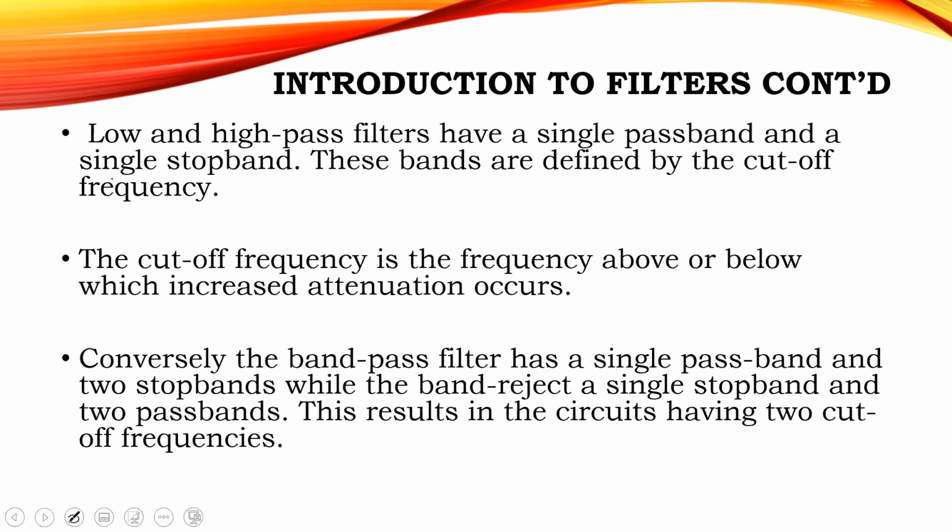And the same is true for your band reject filters. It has two cutoff frequencies. There are frequencies below the lower cutoff frequency that you're going to allow to pass. And there are frequencies above the upper cutoff frequency that you're also going to allow to pass. But within that range of frequencies that you're rejecting, there will be high attenuation.